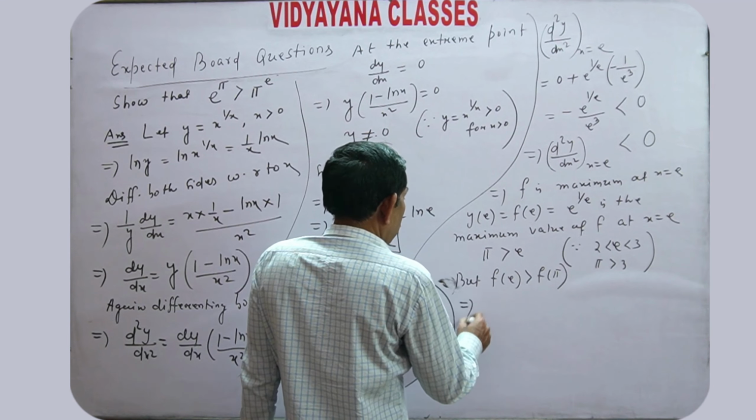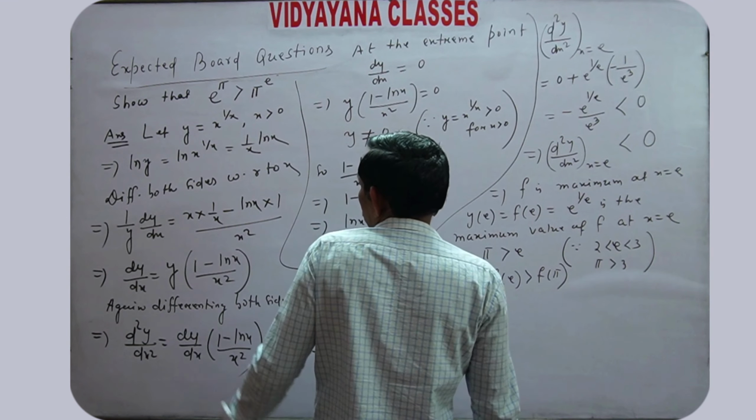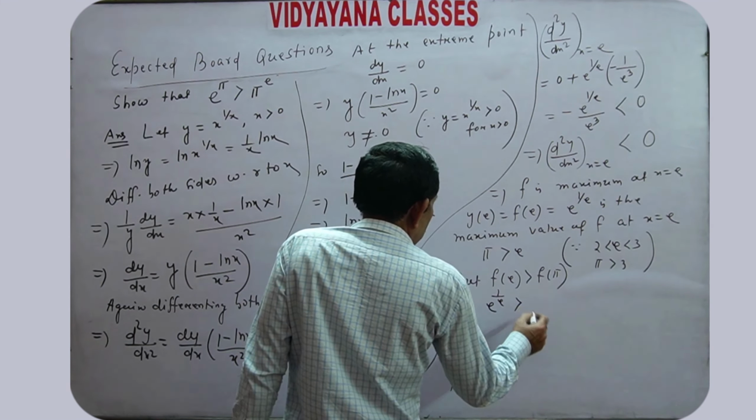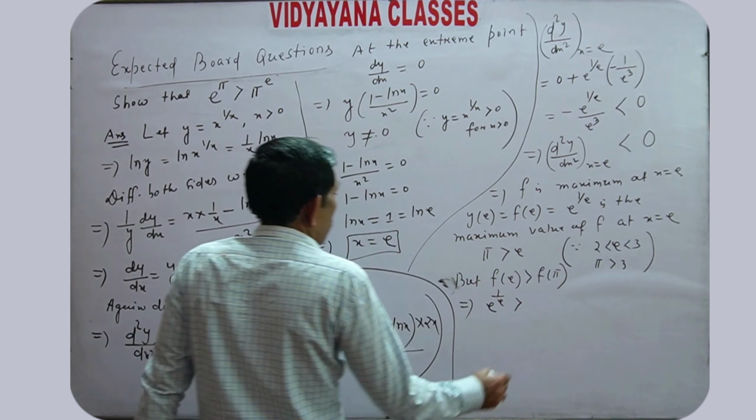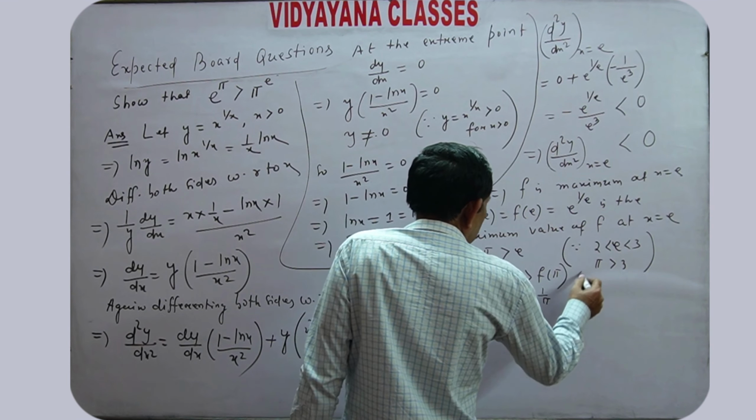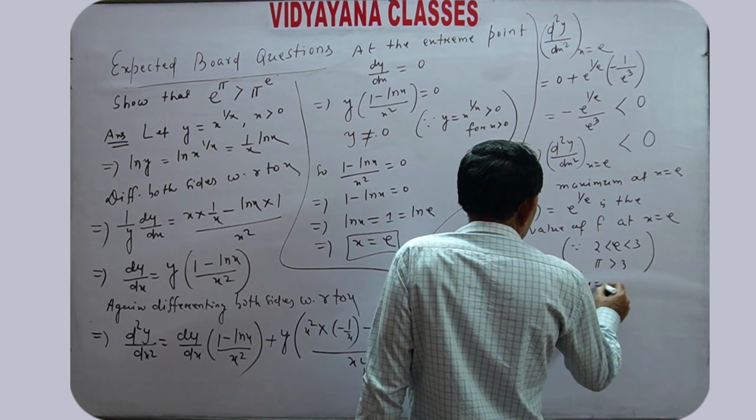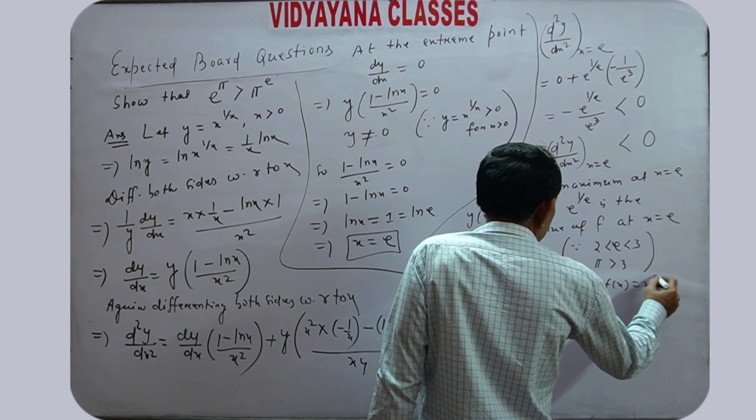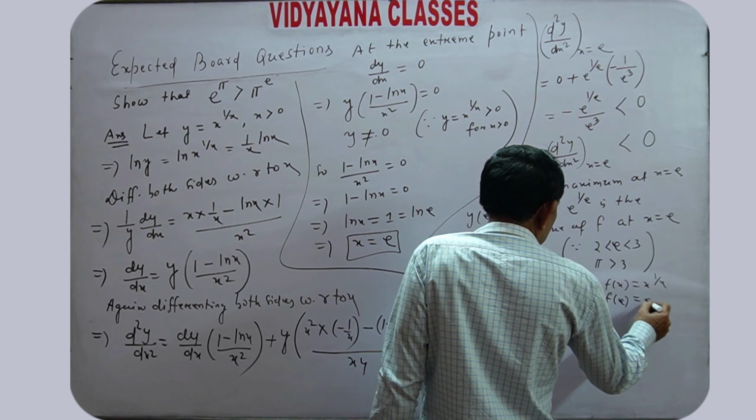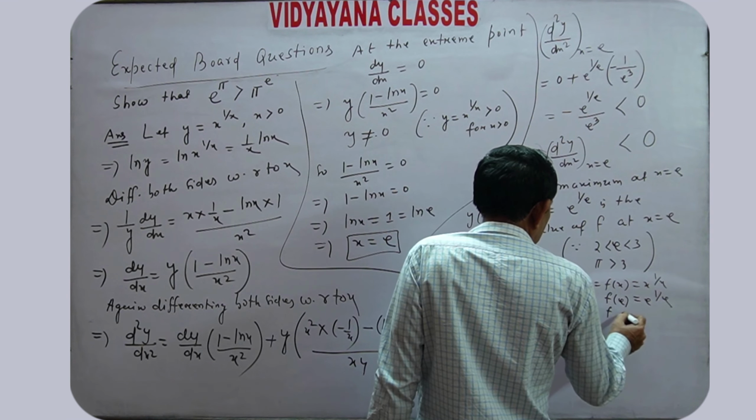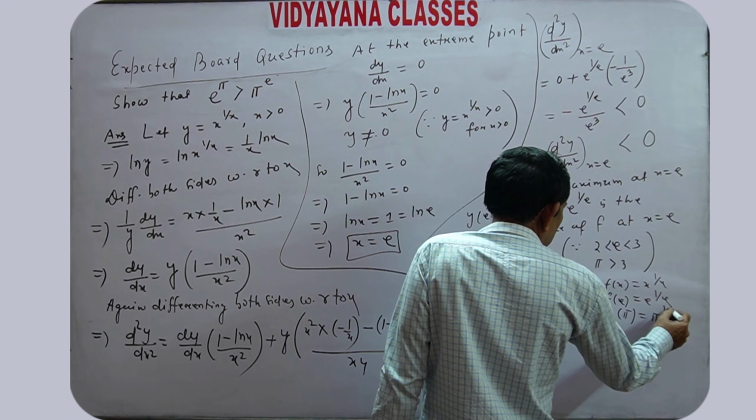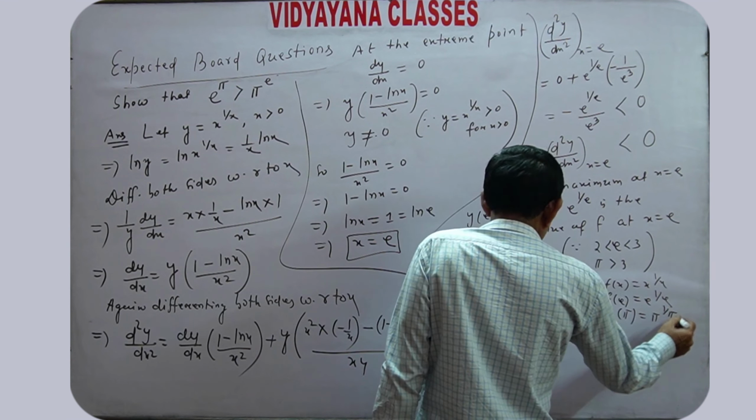What is f(e)? f(x) is equal to x to the power 1 by x, so it is e to the power 1 by e. What is f(pi)? Pi to the power 1 by pi. Since y is equal to f(x) is equal to x to the power 1 by x, f of e is equal to e to the power 1 by e, and f of pi is equal to pi to the power 1 by pi. Clear?